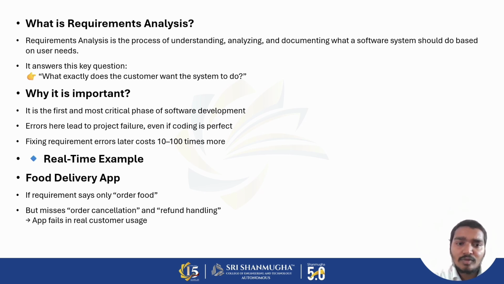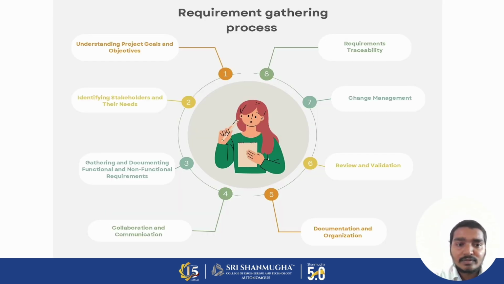It is the first and most critical phase in the software development process. Errors here can lead to project failure, even if the coding is perfect. Fixing requirement errors later will cost 10 to 100 times more. The real-time example is a food delivery application. If the requirement says only order food, but the user misses understanding order cancellation and refund handling, the app fails in real customer usage.